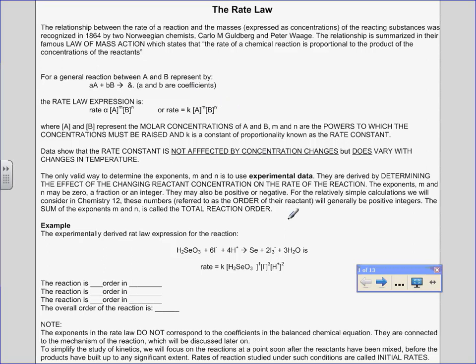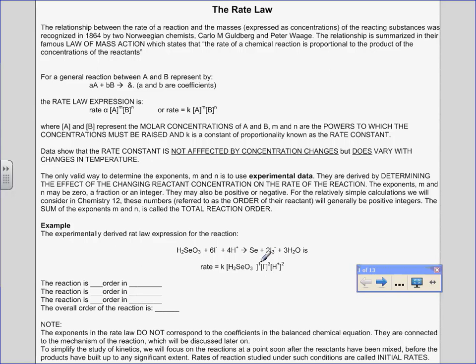So let's look at an example. This reaction here has this experimentally determined rate law. So the rate is equal to a rate constant times the concentration of H2SCO3 raised to the 1, I minus raised to the 3, H plus raised to the 2. You'll notice that the coefficients in the balanced chemical equation do not match the powers in the rate law. These powers are determined by experiment, and you'll see the experiments that are done in order to determine them.